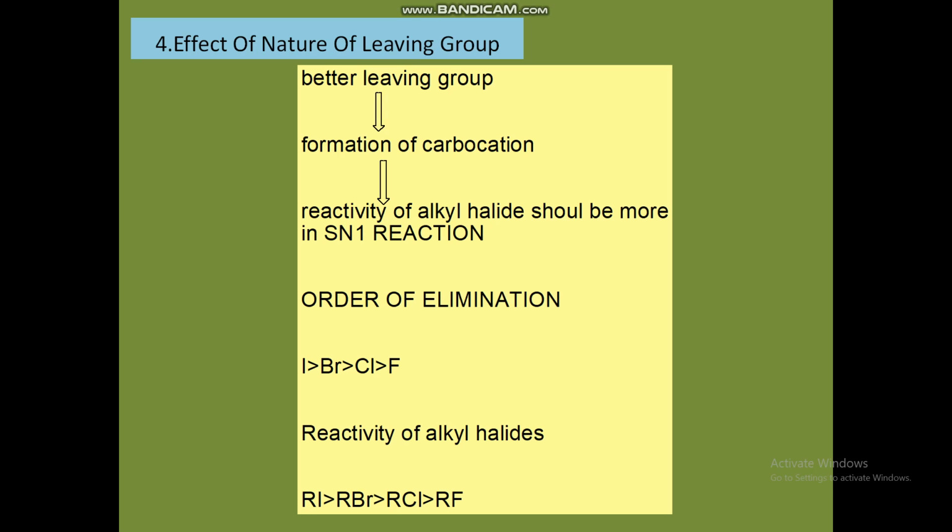In SN1, the nucleophile can attack the carbon carrying the halogen from both the backside and the front side, but backside attack is predominant. In SN2 reaction, exclusively backside attack takes place. In SN1, a carbocation intermediate is involved, but in SN2 no intermediate is involved. SN2 is a single-step process, and SN1 is a two-step process.